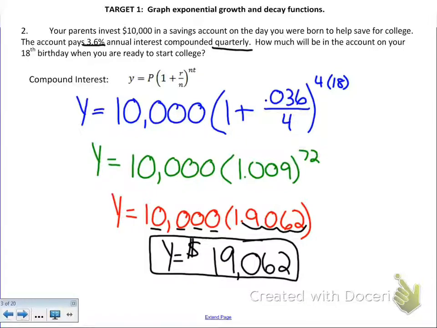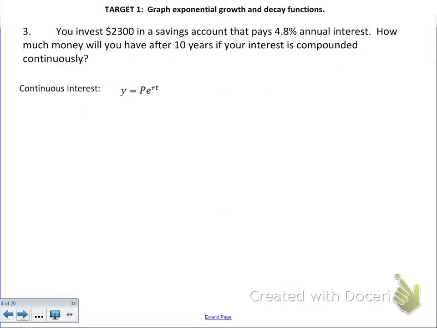All right, next problem is a very similar problem, but we're using a different formula. And that's because of this word right here: compounded continuously. That means it's always compounding upon itself. We don't wait till the end of the month to compound what we're adding in. It's always being added in and compounded all the time. This is better. We get more money this way.